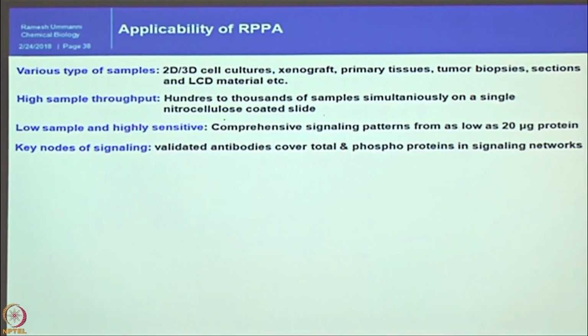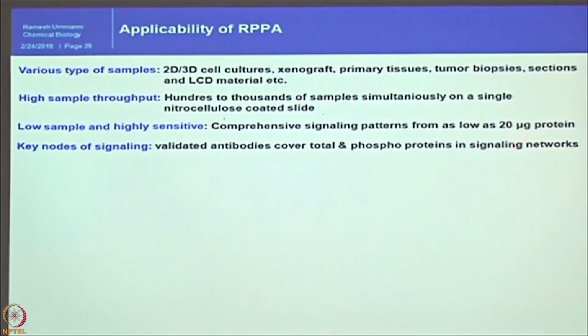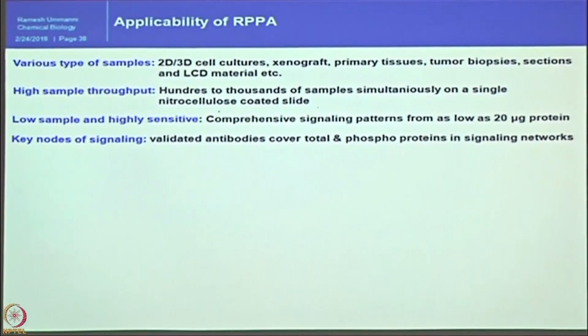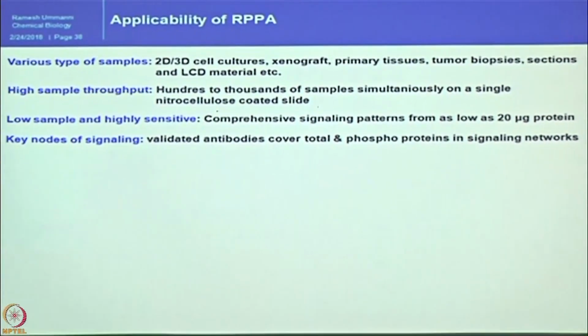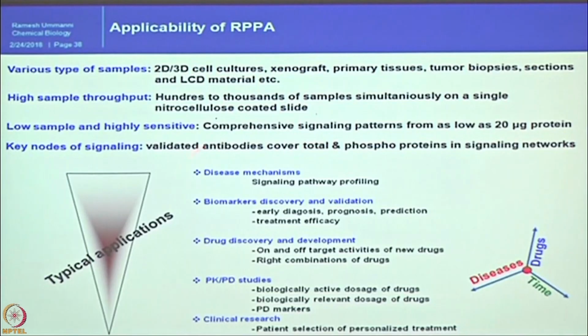The key nodes of signaling: validated antibodies cover total and phosphoproteins, so that you can reconstruct the signaling networks when you stimulate the cells with certain factors or drugs and so on. So, typical applications: you can use this approach for disease mechanisms, signaling pathway profiling, biomarker discovery and validation, particularly for early diagnosis, prognosis, prediction, treatment and efficacy, and drug discovery projects like on and off target activities of new drugs.